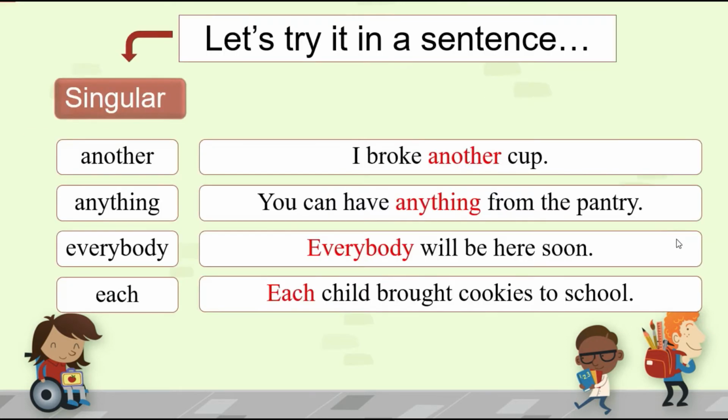Now let's try these words in a sentence. Another. I broke another cup. Anything. You can have anything from the pantry. Everybody. Everybody will be here soon. Each. Each child brought cookies to school.